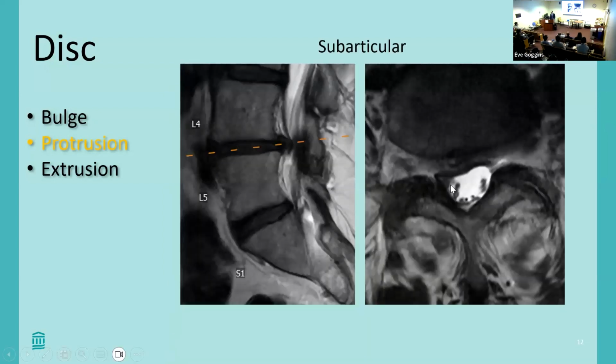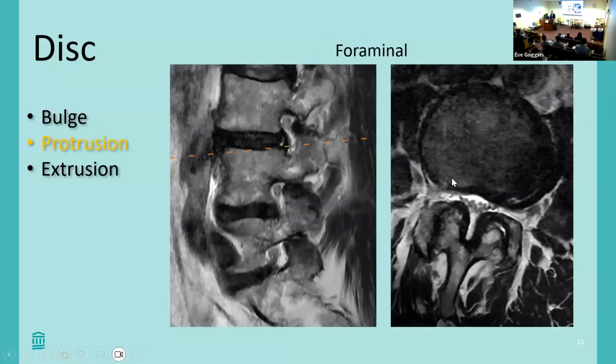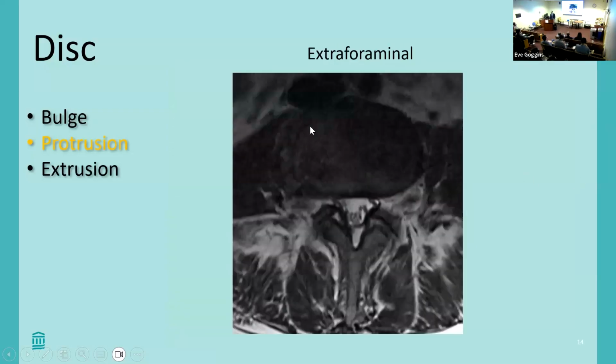Here's a subarticular one, and this is the lateral recess that's compressed. We'll talk more about this one later. And this one's foraminal. So you can see here on the sagittal, it's extending into the neuroforamen. We have an annular fissure, and we can see here it's going into the neuroforamen. And this one is probably more of a disc osteophyte complex. It's extraforaminal. So this might do nothing, or it might irritate the exiting nerve root.